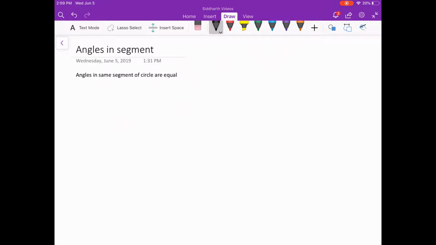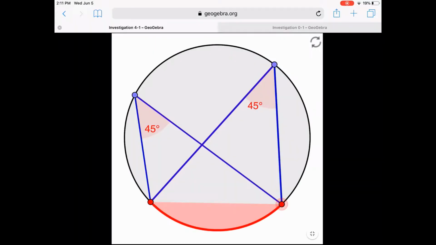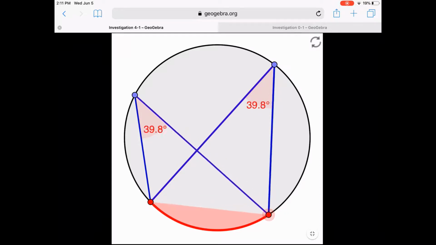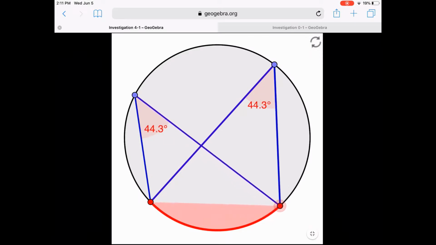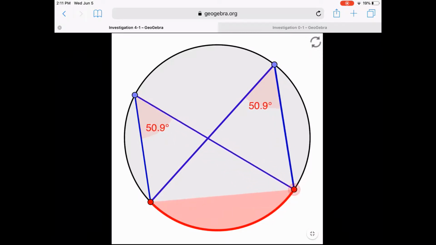This theorem says that the angles in the same segment of a circle are equal. Let's try to understand this theorem before we try to prove it. In this diagram, you can see that there is a red arc and it subtends two angles at the circumference, both of which are equal according to the theorem. Now, if I shorten or lengthen the arc, you can see that the two angles are always equal.